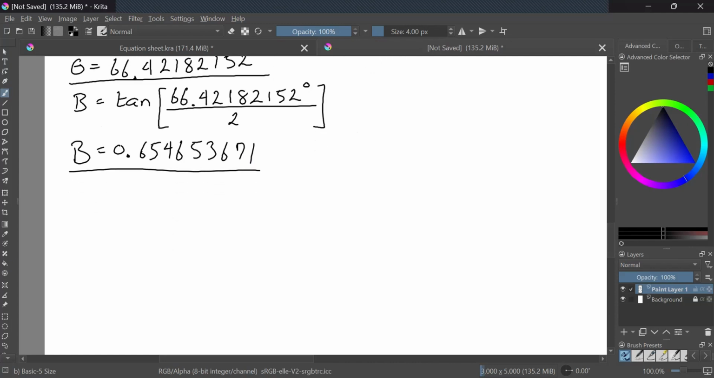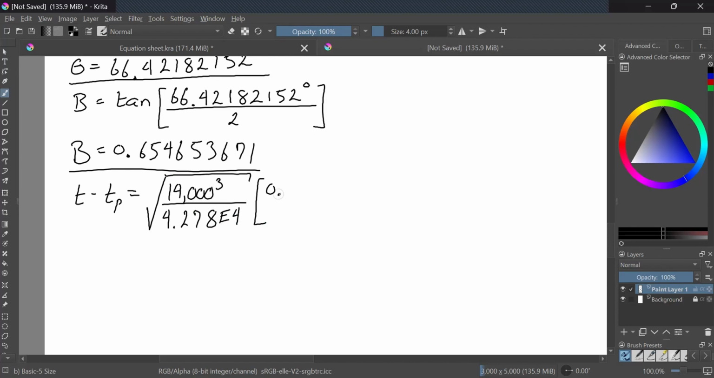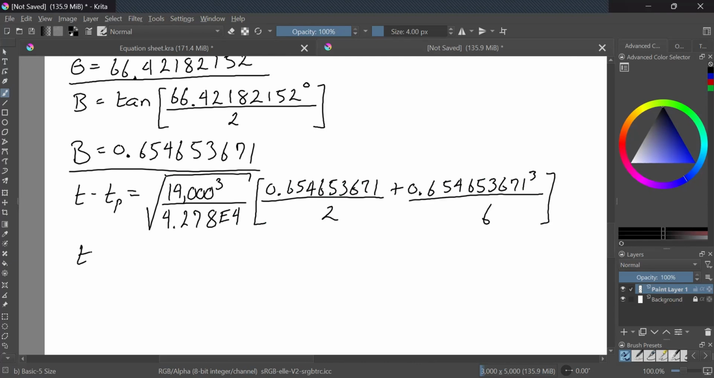Scrolling down a bit more. Now we have T minus TP is equal to square root of 14,000 cubed over 4.278 times 10 to the 4th times 0.654653671 over 2 plus 0.654653671 cubed over 6. That will give us a value of 2,996.0 seconds. Now again, this is the time from periapse to our 10,000 kilometer radius.